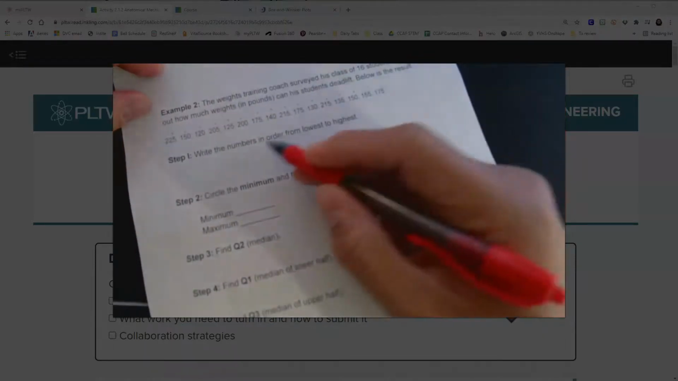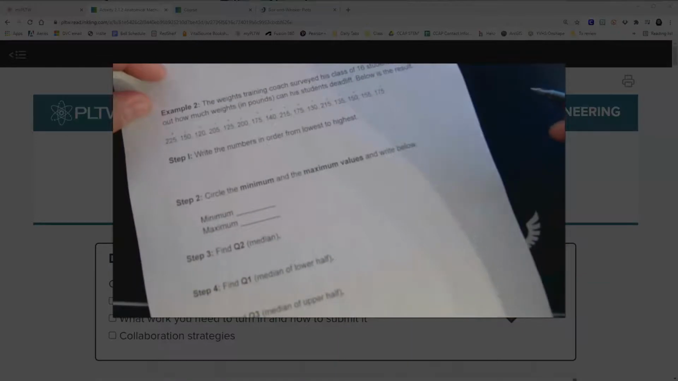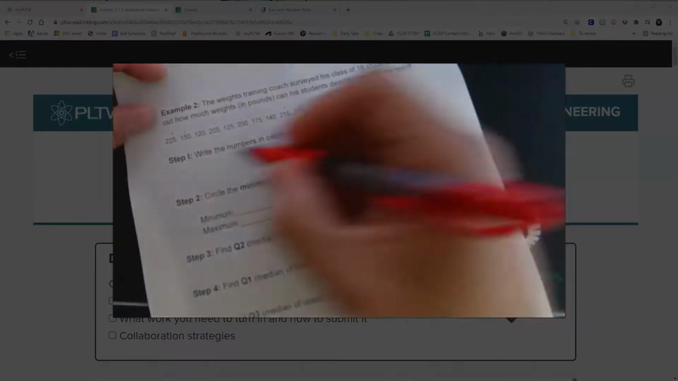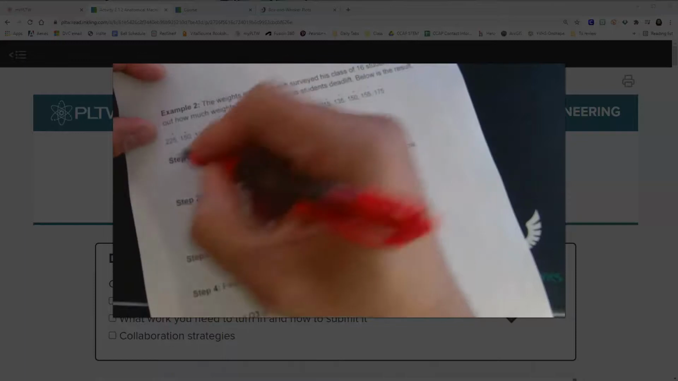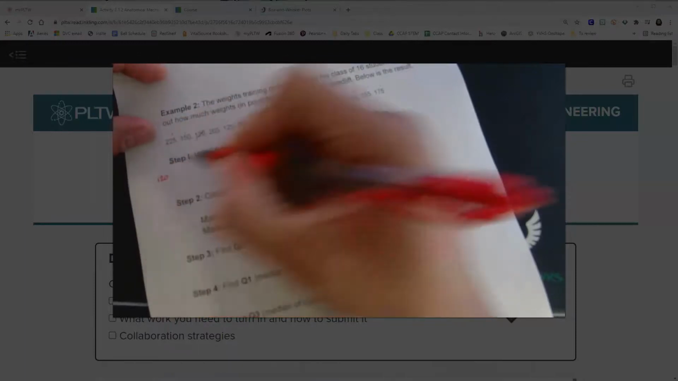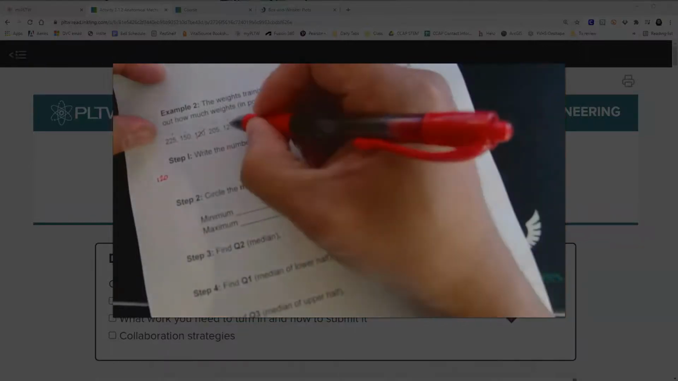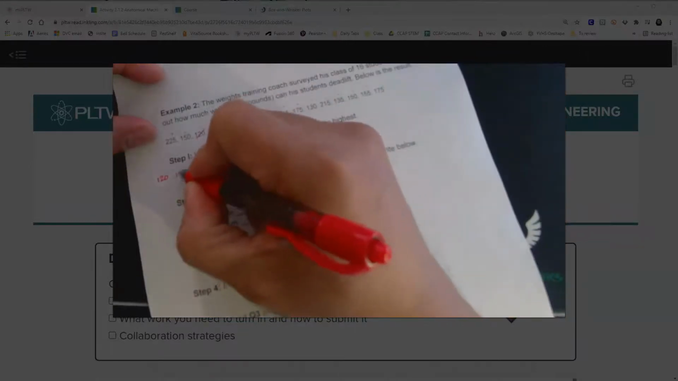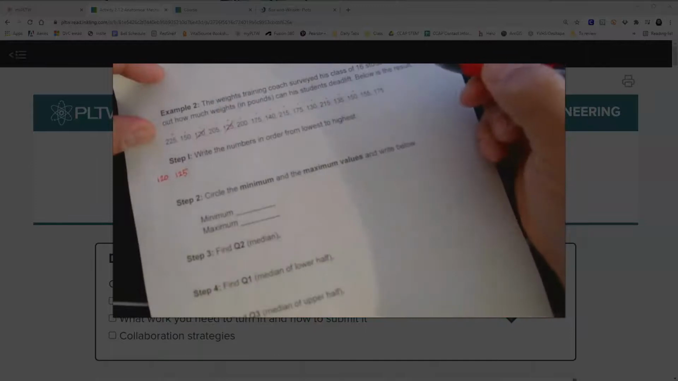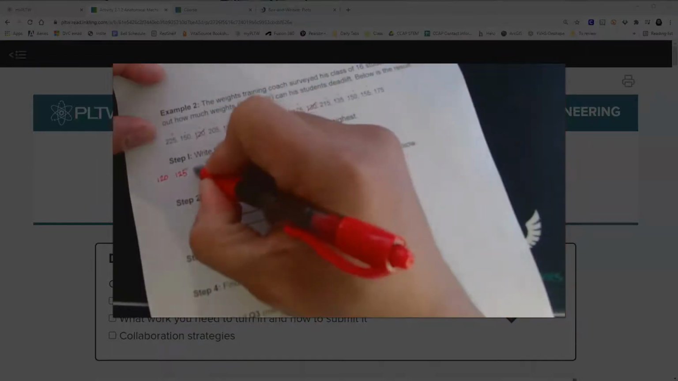First is we need to write the numbers in order from lowest to highest. So the lowest number in the data set would be 120. So let's write down 120, followed by 125. So 125, and then the next one would be 130.